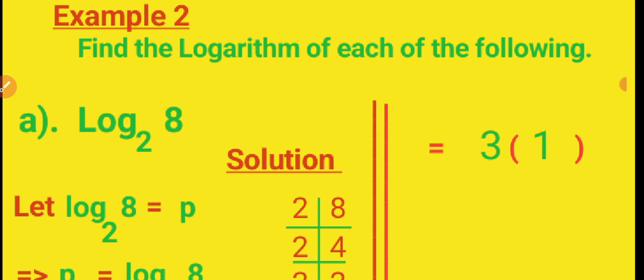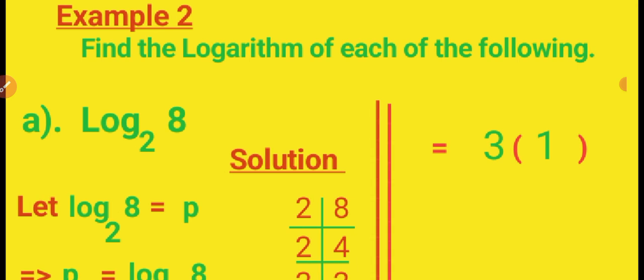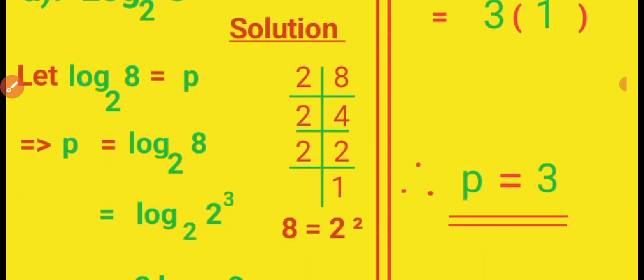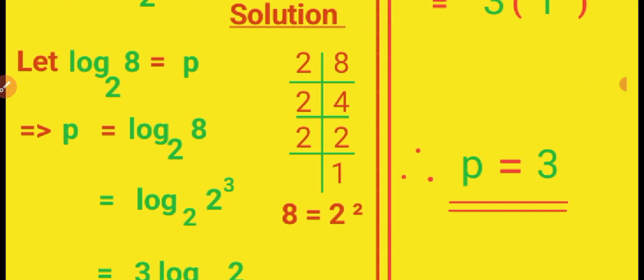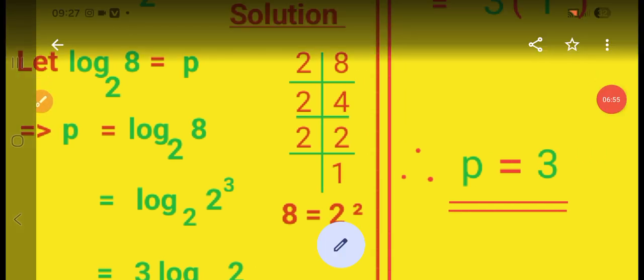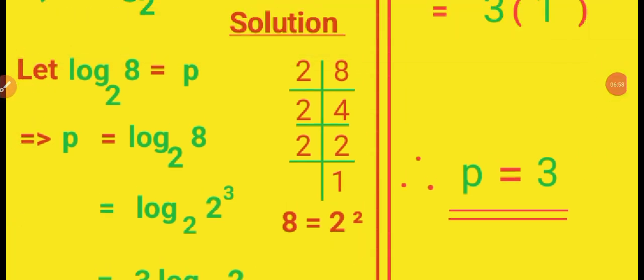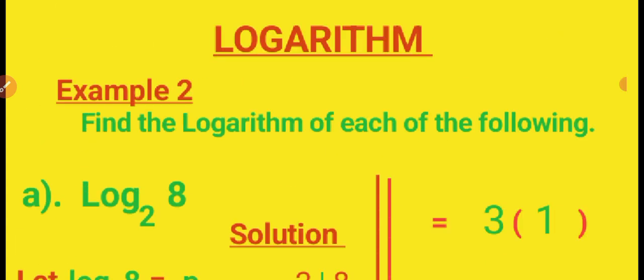So for that matter, we can come up here and see in the next step what we have done. In this one, we know that log to base 2 of 2 has been converted to 1. So now we can open this bracket. And when we are opening this bracket, 3 times 1, we get 3. And our 3 is down here. So therefore our P is equal to 3.